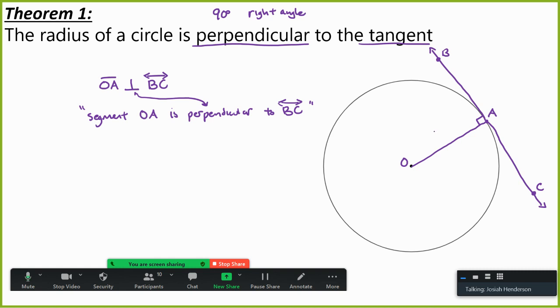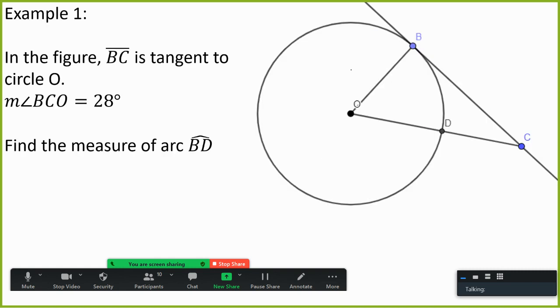Okay, I want to show you an example of theorem 1 now. If you don't want to put this in your notes, it's okay. If you want to just follow along and try to solve it with me, that's okay. I do want you to have the actual theorems, though, that we just did.